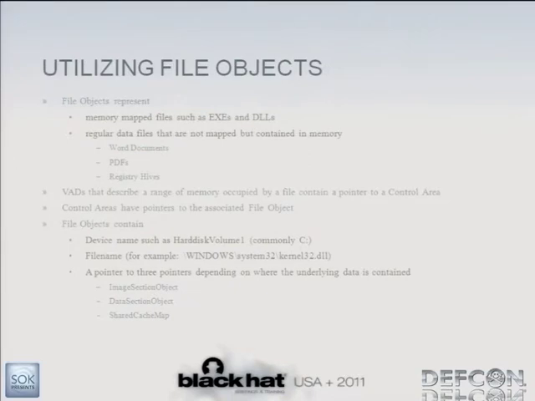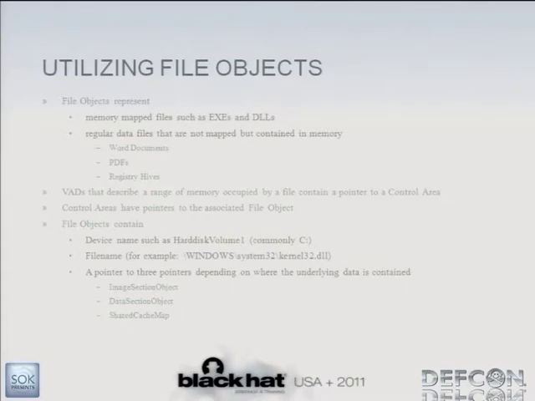So let's talk about ways to make this process better. We're going to utilize file objects. File objects can represent a number of different things. They can be, for instance, memory mapped files, which would include DLLs and EXEs. They also include data files, which may not be mapped into memory but are in the cache in different places, like a Word document, a PDF, a registry hive, web history. We've seen restore points in Windows XP, and those were nice, so we could actually see what the attacker installed and what was happening on the system after the attack.